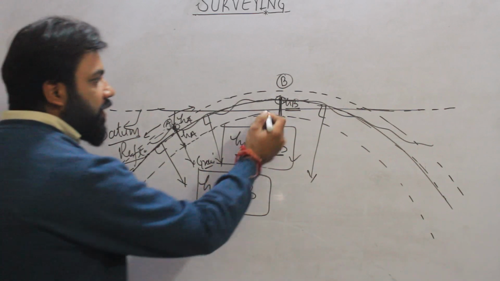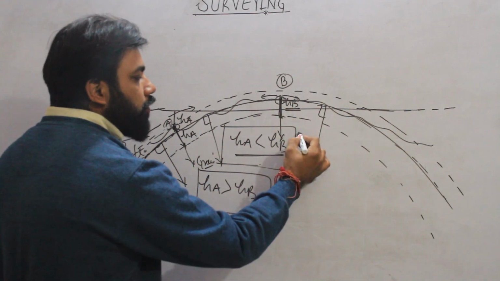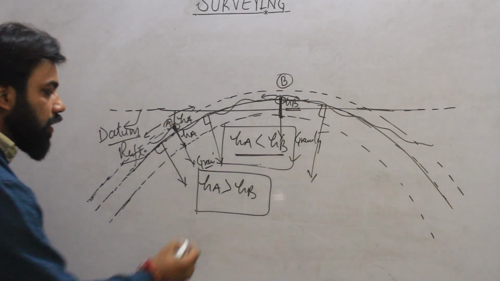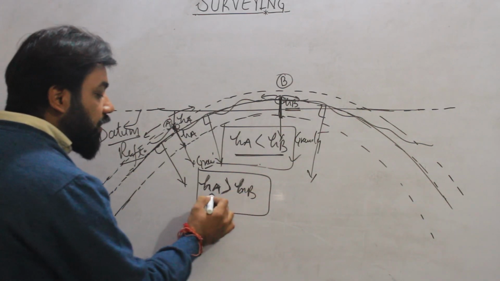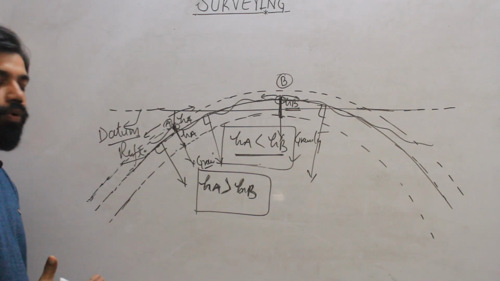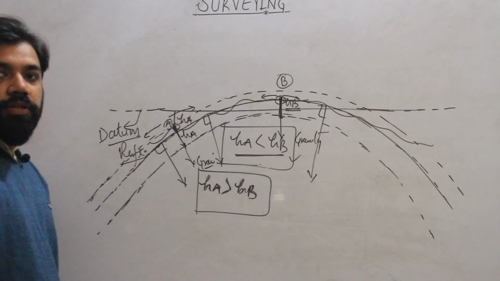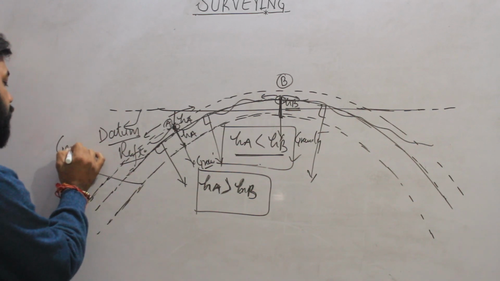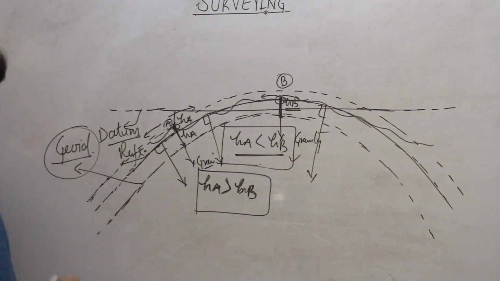Same as here, it will not move like this and it will not move like this. It will try to move in the direction of gravity. So now our relation says that HA, for practical application, is greater than HB. So what have we concluded? That the surface of Earth is known as geoid. What does it mean? It is known as geoid.